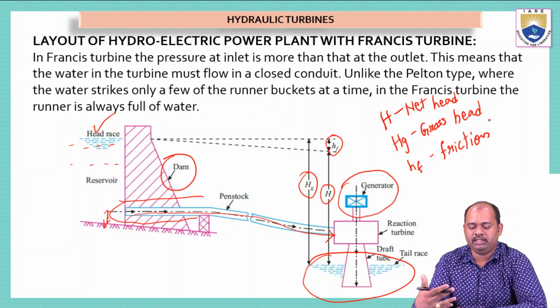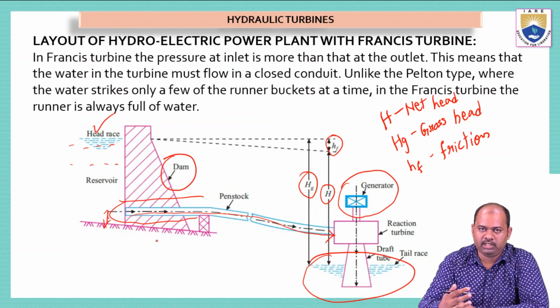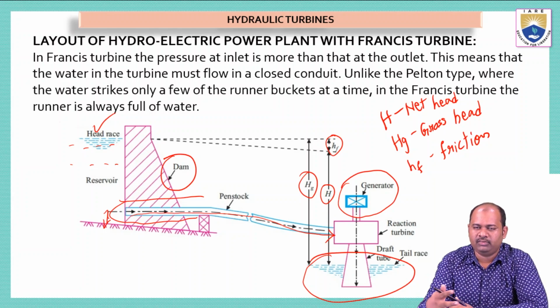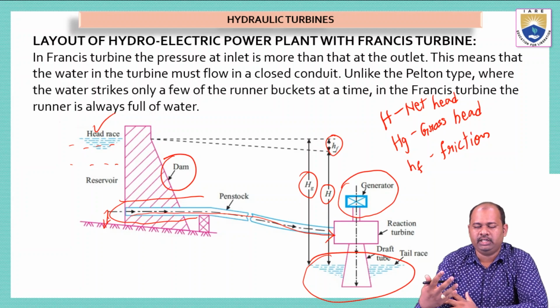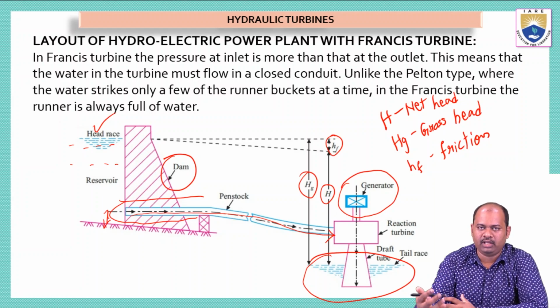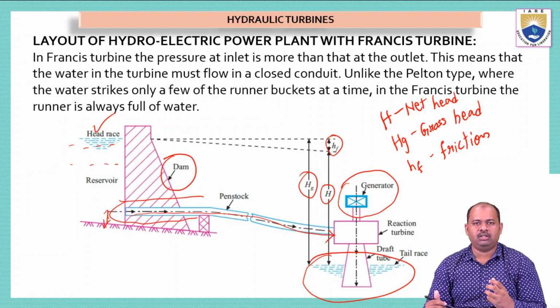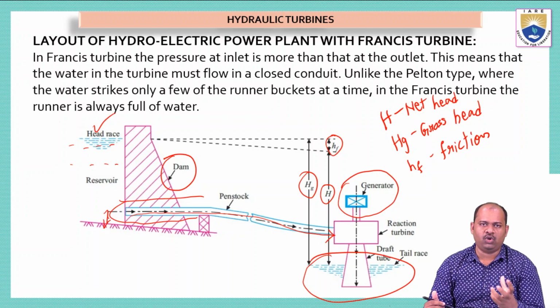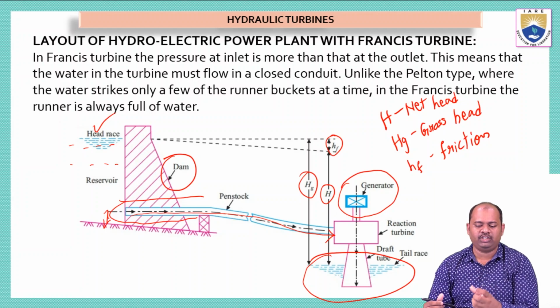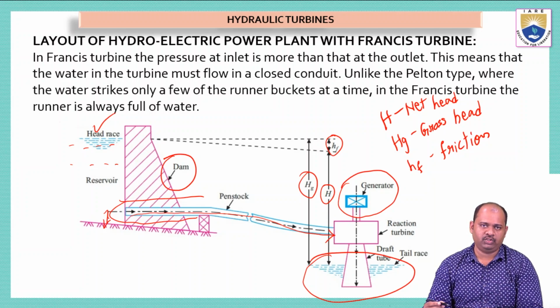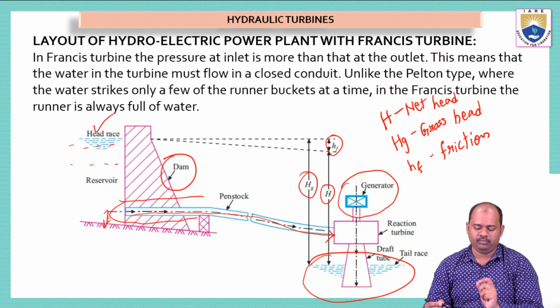Why do we have to consider this HF? Because when the water is flowing through the pipe, that is the penstock, it will have some losses because of friction between the internal surface of the penstock and the water. Due to this friction, the pressure or the velocity of the water is lost only to a small extent, but still it has to be taken into account while calculating the work done or the efficiency of this turbine. So some amount of head is lost when the water is flowing through the penstock.